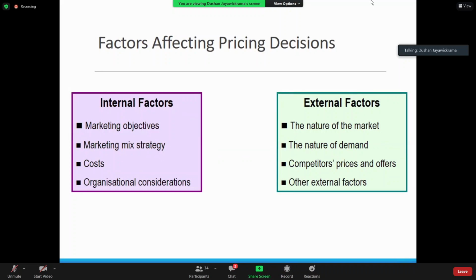These are all different internal things, and also marketing mix strategy. What is your product?